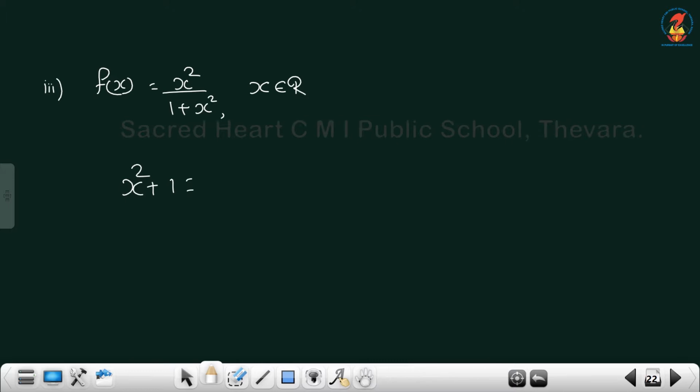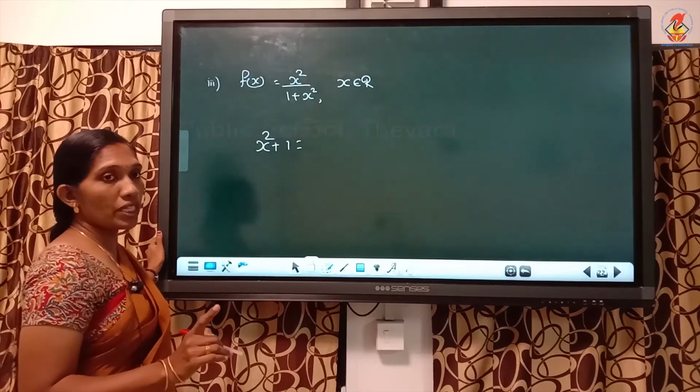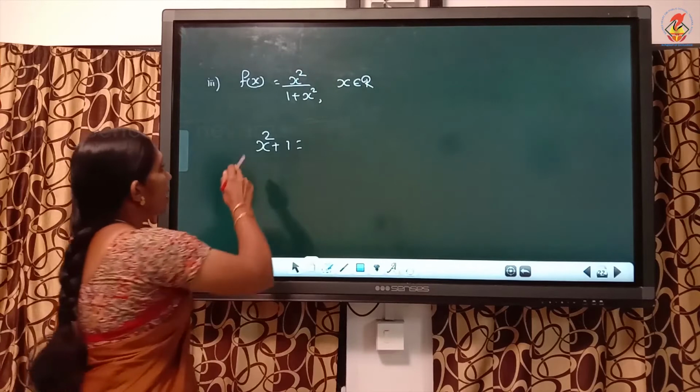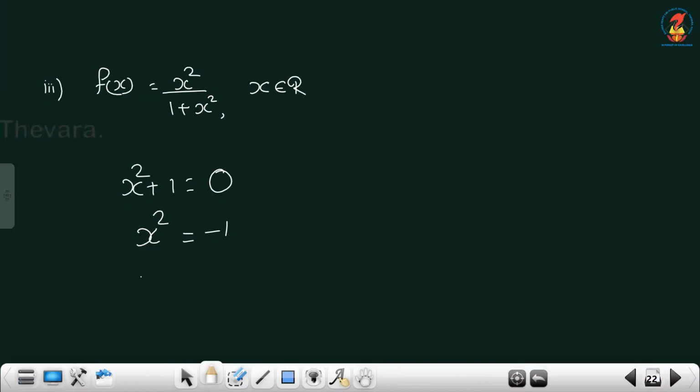Denominator 0 means, for a rational function, how do we find the domain? We have to put the denominator equal to 0 and find the values of x that you have to delete from the set of real numbers. Here when I put x square plus 1 is equal to 0, x square is minus 1. So x is equal to plus or minus root of minus 1. That is an imaginary number, no real number satisfies this condition. Okay. So an imaginary number, that is a complex number. So for real numbers you can give any real number to this x.